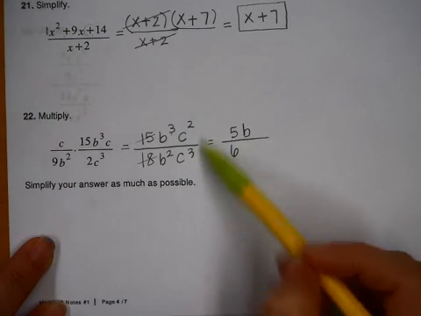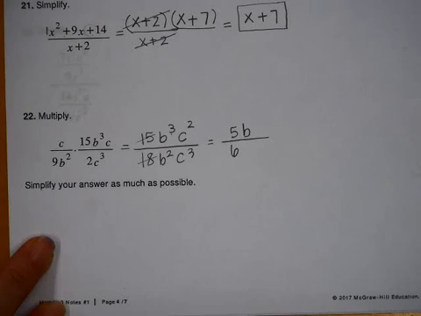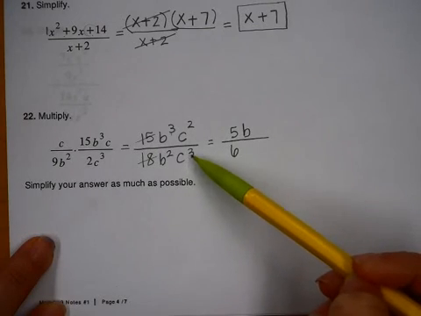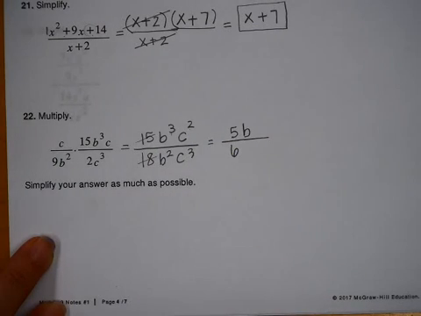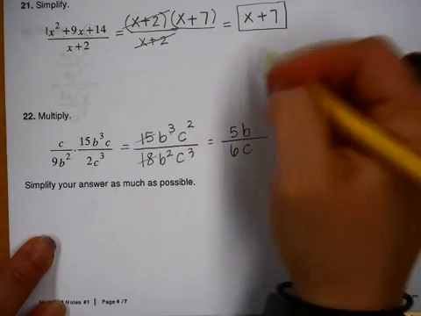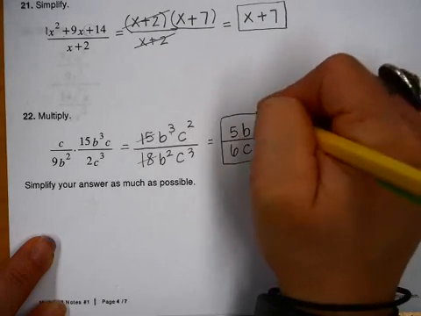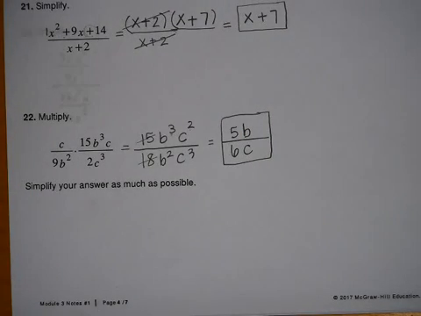So here, I still have 3 and 2. 3 minus 2 is 1, so I know I'm going to have 1 c left over. But 3 is bigger than 2, and this time 3's in the bottom, so my c is going to land in the bottom. Very good. So then my final answer is 5b over 6c.